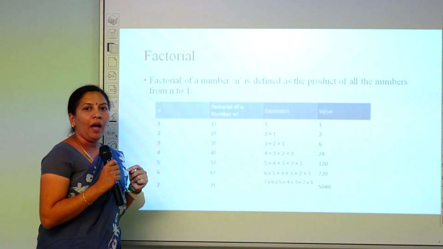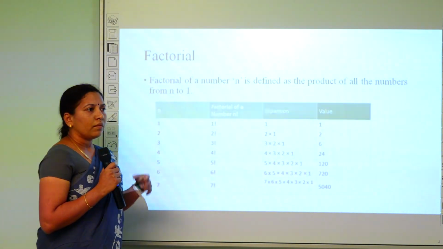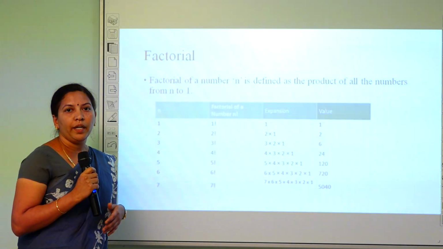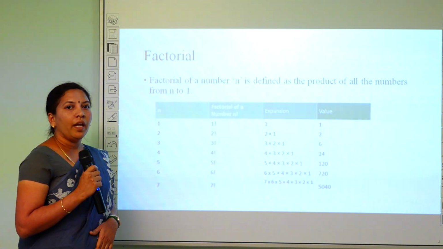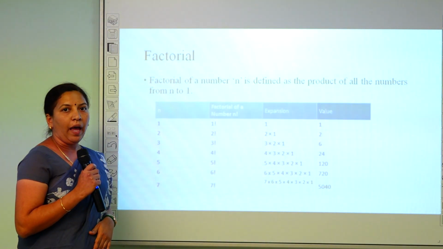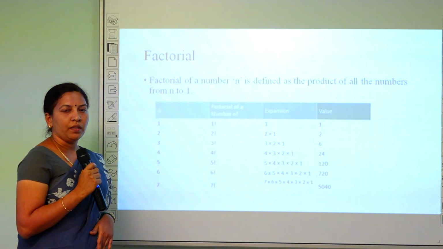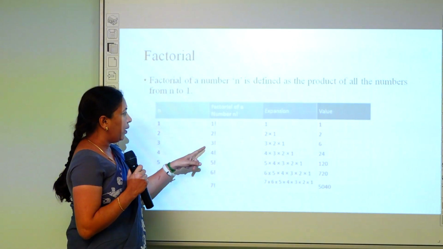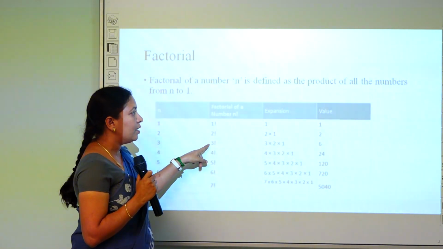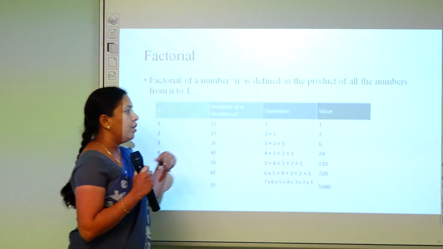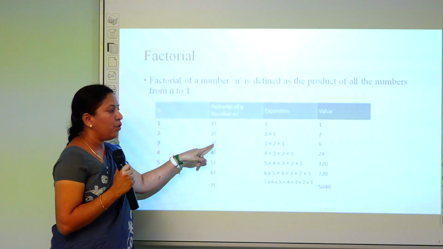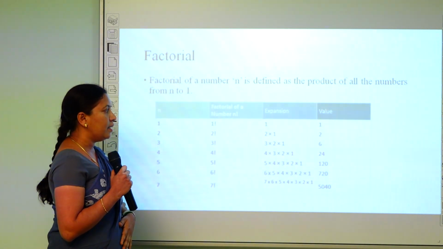Suppose if you have more than 3 objects, it's not possible to write all the combinations and to count in how many ways we can arrange. Instead of that, we can find the factorial value for that object. For example, suppose if you have 3 objects, we have seen in the previous slide, in how many ways we can arrange? 6 ways we can arrange. So instead of writing all the combinations, you can find the factorial value. So 3 factorial will give you the 6.